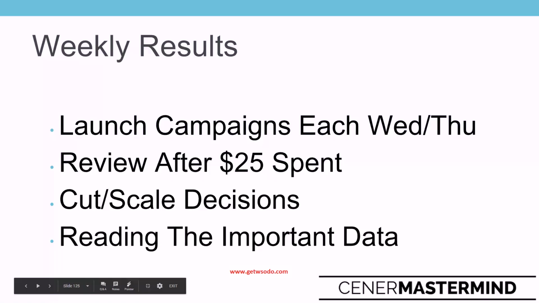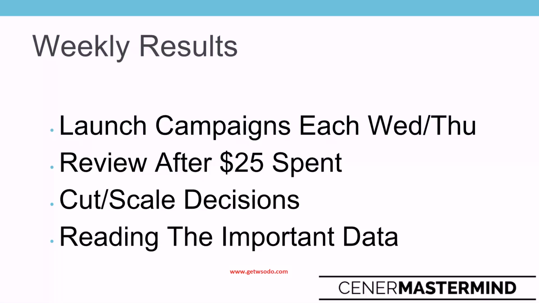We're talking about launching campaigns. I like to do them on Wednesdays and Thursdays so you could be able to scale into the weekend. That's typically when you're going to have your best ad results. And you're going to simply review after $25 spent. It's really important to kind of get this schedule correct. So you're at your $25 spend mark at a time where you can review your ads, right? We don't need to spend even a penny more than $25 in order to make our cut and scale decisions.